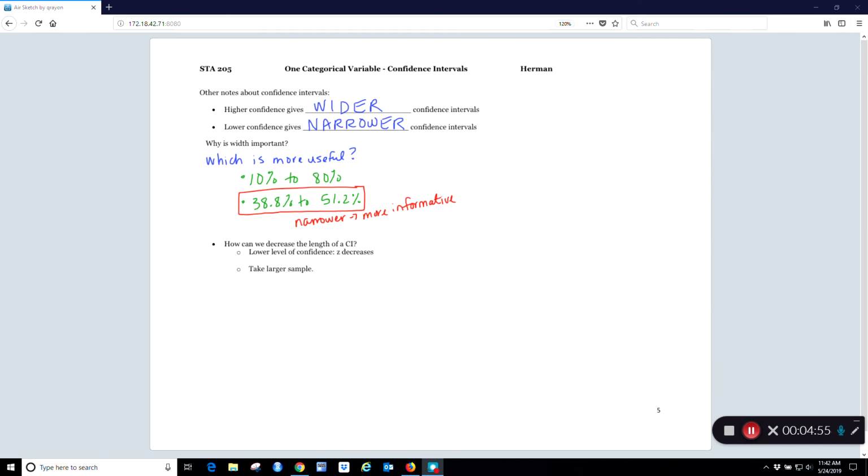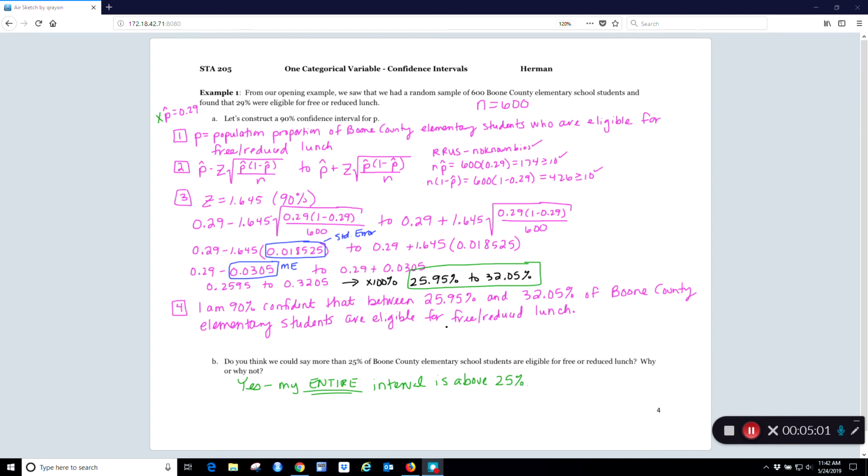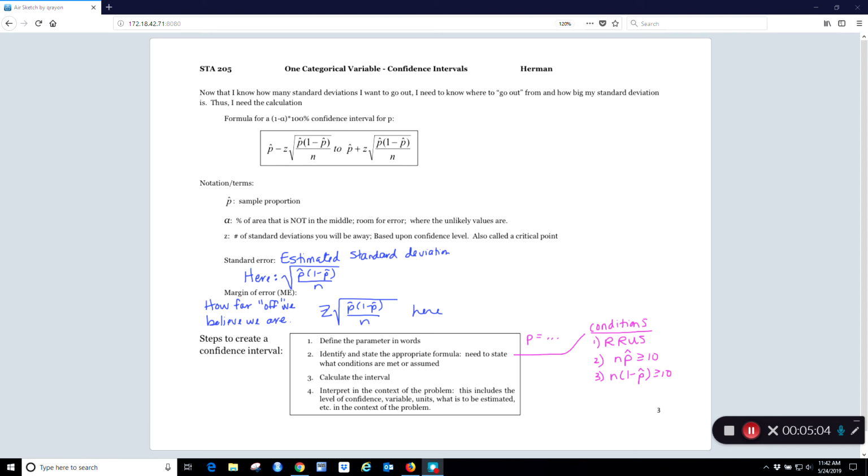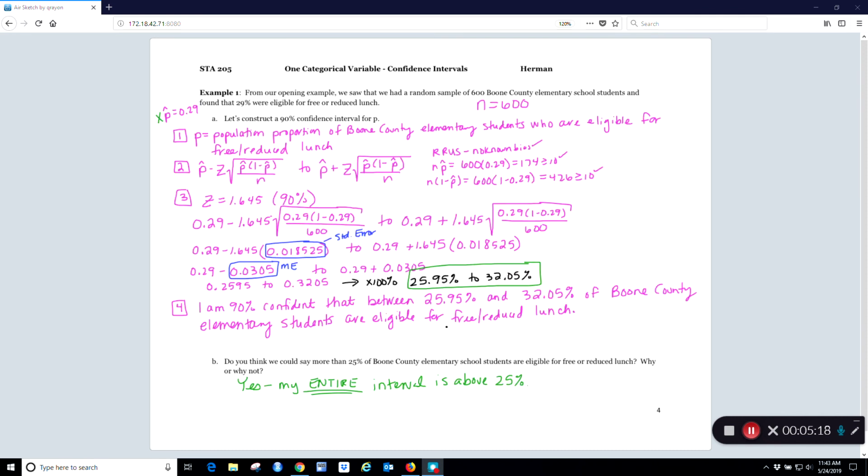Something else I could do, though, instead, is take a larger sample. Well, how does that have an effect on our interval? Well, first, if we just look at the formula, where does sample size show up? Well, it shows up right here in that standard error piece. And more specifically, it's on the bottom of that standard error. So if I increase my n, I'm actually going to decrease my standard error. So for example, I would see that this 0.018525 would be a smaller number if I replaced 600 with anything larger than 600. If my standard error gets smaller, that also means that my margin of error is going to get smaller.